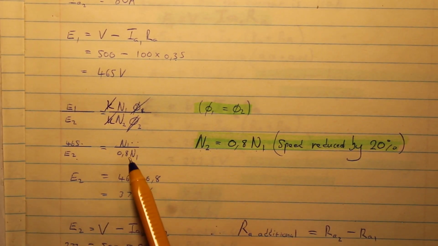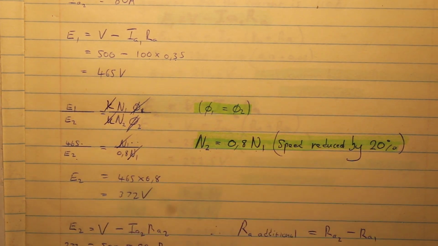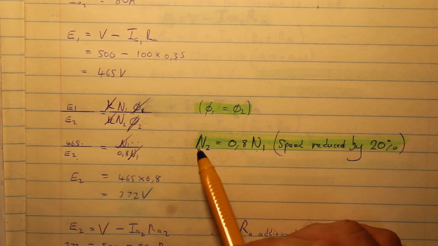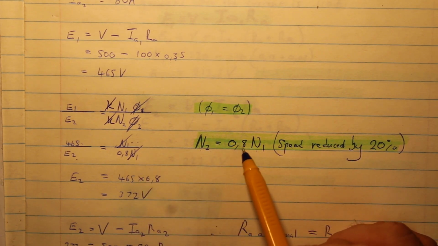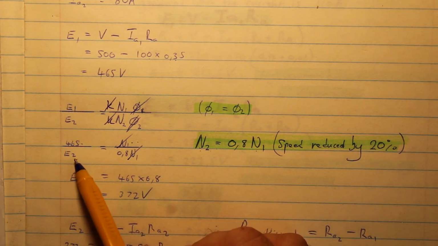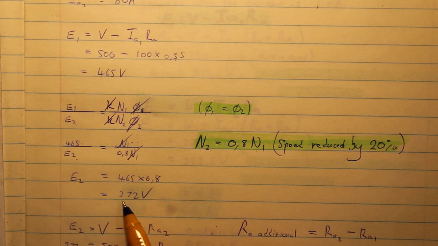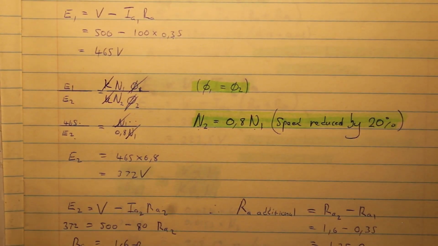Then with that, we can substitute it in, just like we did with the torque, and we can cancel out the two N1s. So we substitute N2 with 0.8 N1, and then we can cancel out the N1s, and then we are only left with E2, and we get the new E2 to be 372 volts, which is less than E1. So as the motor slowed down, when we put that resistor in, the back EMF has also collapsed. It's starting to collapse. It's slowing down.